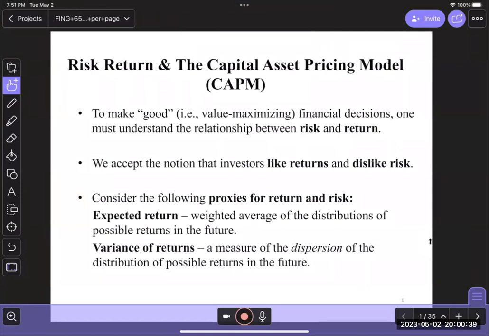To make good or value maximizing financial decisions, one must understand the relationship between risk and return. We accept the notion that investors like returns and dislike risk. Consider the following proxies for return and risk. We use the expected return as the weighted average of the distribution of possible returns in the future, and the variance of returns as a measure of the dispersion of the distribution of possible returns in the future. So expected return, and variance of returns or standard deviation, for risk.